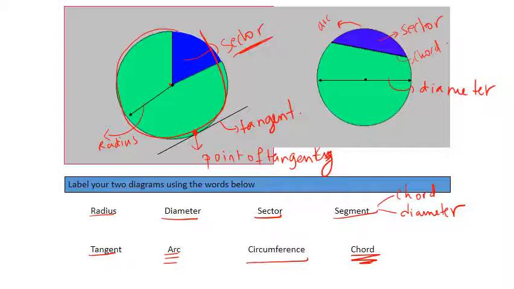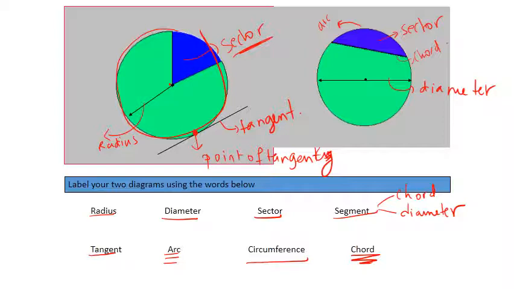What else? The sector, we said that we can say that this is a sector and this is also a sector because both of them are the region between the arc and, in this case, the 2 radii. A segment, what's a segment? It's a segment that we know where it begins and where it ends. A segment could be a chord and it could be a diameter.